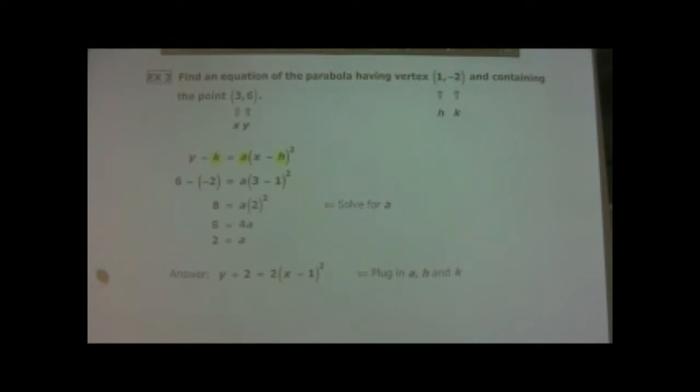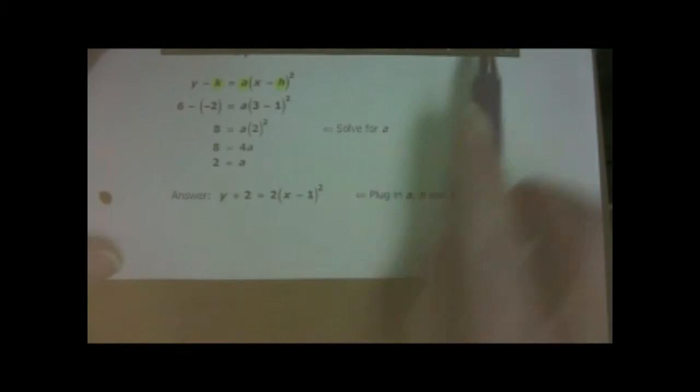Now I have everything I need to write this equation. So here's what I'm going to do. I'm going to put a, h, and k into this equation, and I'm done. All right? So I have y plus 2, because negative 2 is my k, equals 2, that's my a, (x minus 1), that's my h, quantity squared, and I'm done. All right? So the whole thing, first step, calculate a. Next step, put a, h, and k in your equation, and you're done. All right, so let's do another example of this that we'll go all the way through.